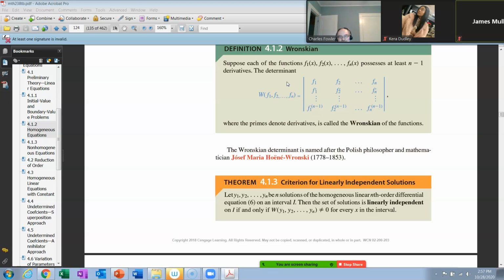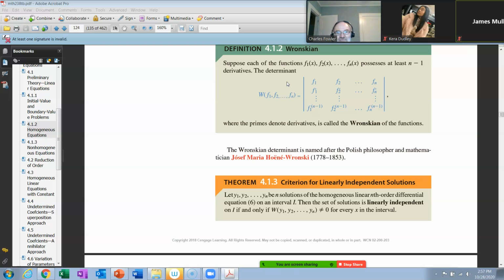All right, good deal. Now, we were just talking on page 124. This is chapter 4, higher order differential equations. 4.1 is preliminary theory, linear equations, okay? And we've just done example 6, and we're doing the definition of the Wronskian and the theorem, 4.1.3, bottom of page 124, okay?